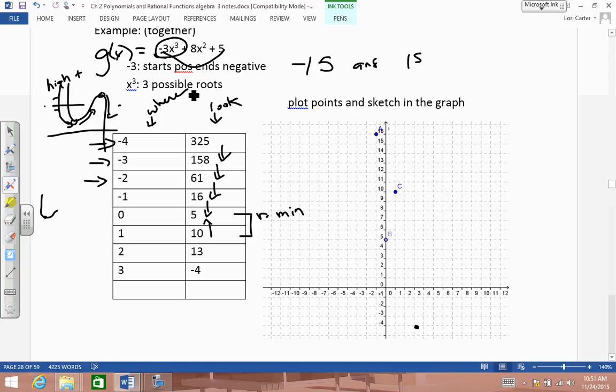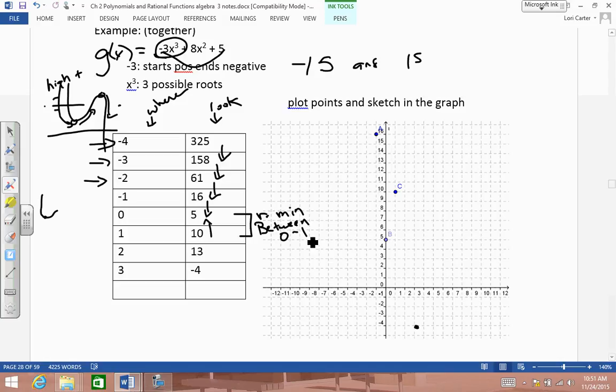All right. So I have a relative min between 0 and 1. Do I know exactly where? Nope. Do I care? No. Relative min between 0 and 1. Good? Okay. So now I'm going up.